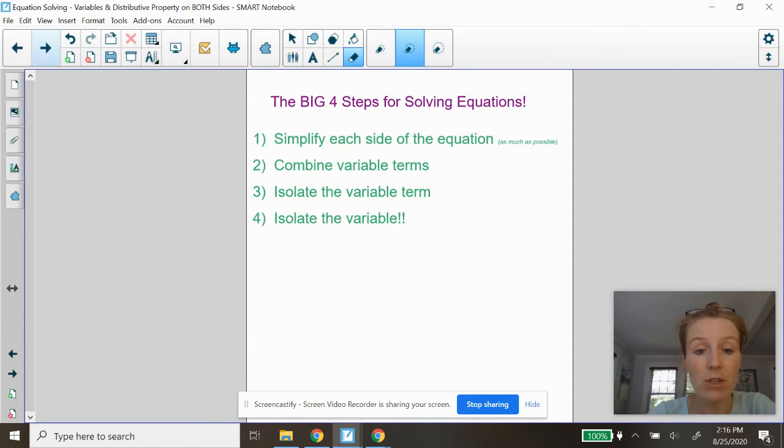Then you're going to want to combine your variable terms, meaning anything that has an x or a y or whatever variable you're using, you're going to want to get it to the same side of the equation. You're then going to want to isolate that term, meaning if there's any constants, you need to move all of those to be together, but they need to be on the other side of the equation. And then obviously you're going to want to isolate the variable, meaning if it has a coefficient, you're going to need to get rid of it.